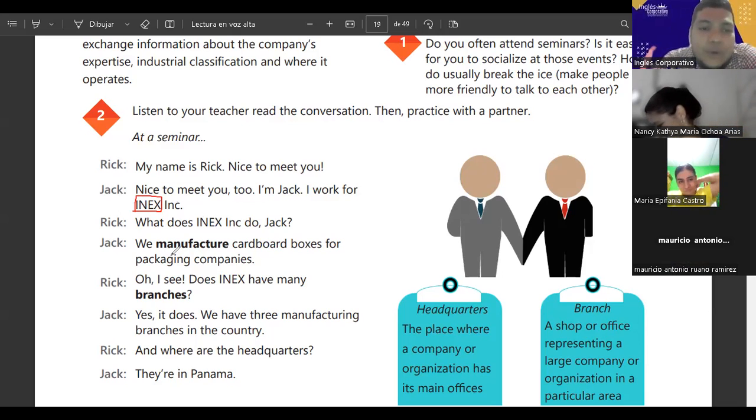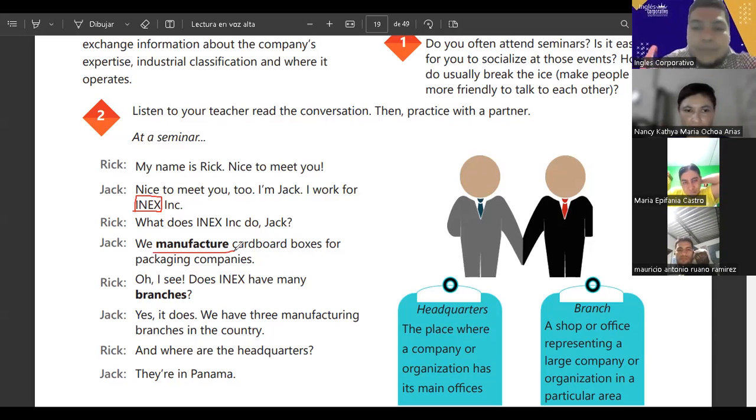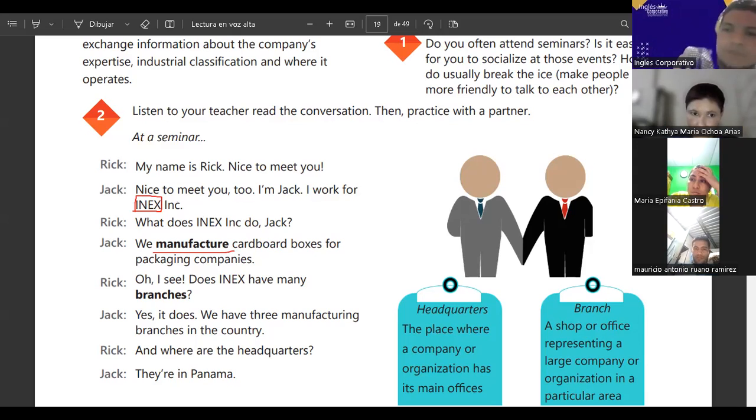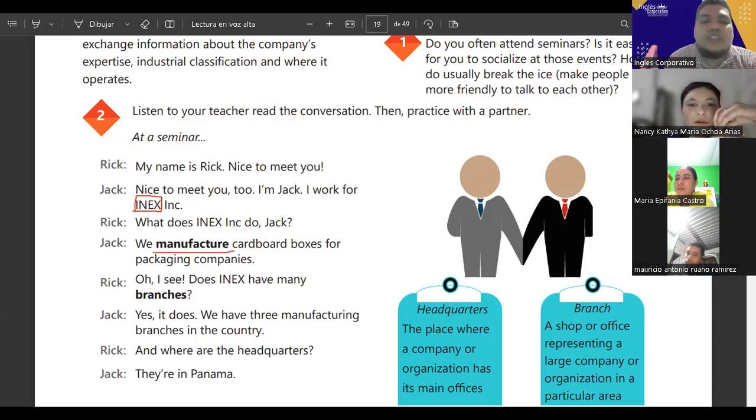So then we could go for two words right here. Manufacture. Everybody, manufacture. There you go. And what is manufacture? Manufacturar, or basically fabricar, if you want to say it like that. All right, so that is correct.